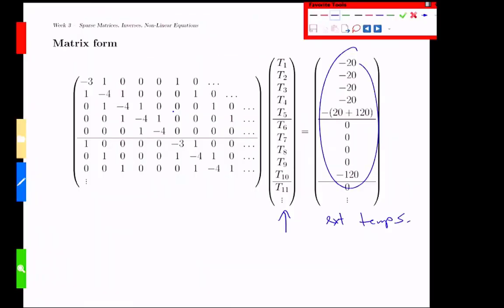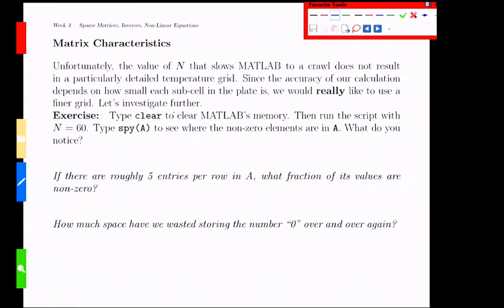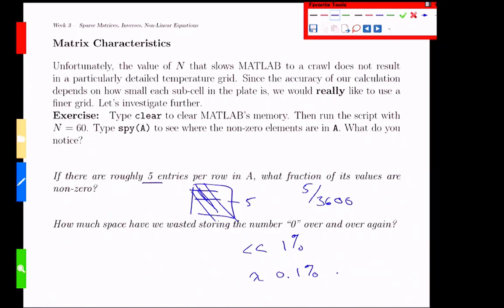Let's go back to where we were. So if we have roughly 5 entries per row, and that's what we saw, this huge matrix here has the 3 bands and then that one. On average, there's going to be 5 entries per row. That's 5 out of 3,600 entries in every row. So less than 1%. It's actually closer to around 0.1% are non-zero.